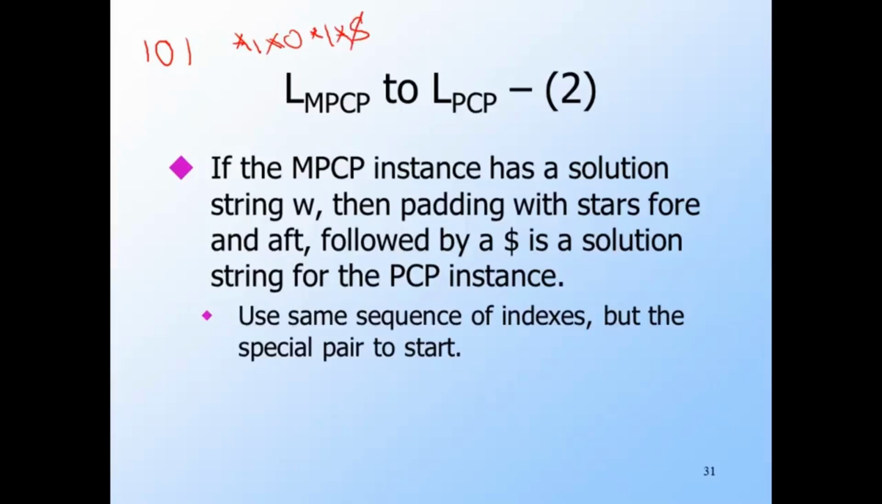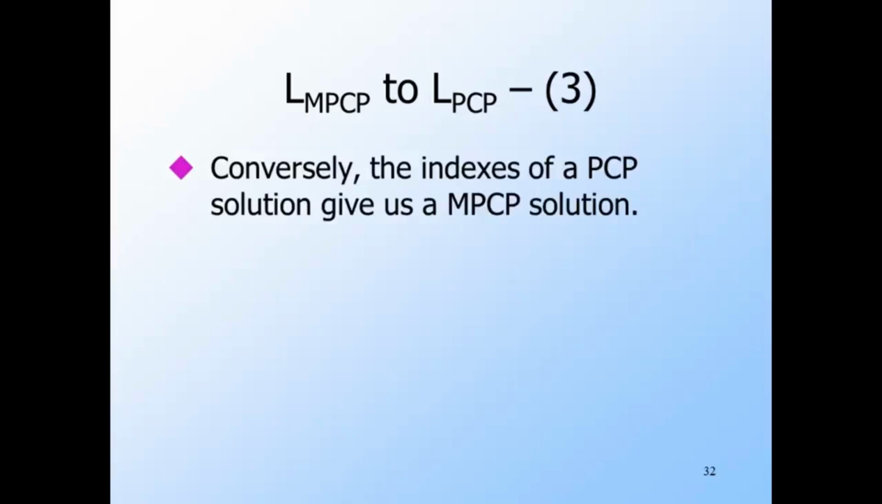To get the PCP solution, we use the same sequence of indexes as in the solution to the MPCP instance with 2 exceptions. First, we use the index of the special pair as the first index. Recall this pair was constructed from the first pair of the MPCP instance with the extra star. And we also add to the solution of the PCP instance the index of the ender pair, star dollar and dollar, to the end of the list of indexes. Thus, a solution to the input MPCP instance means that the output PCP instance also has a solution. But the other direction also holds.